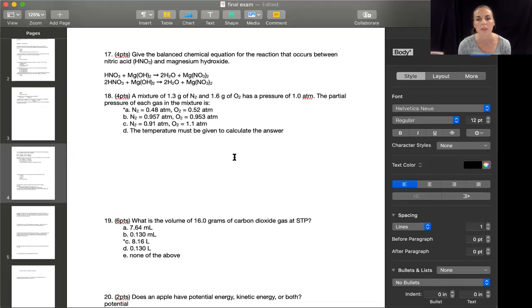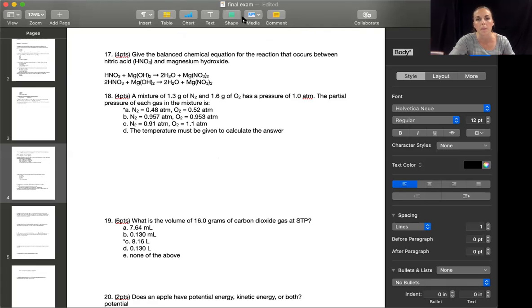Okay. Number 18, a mixture of 1.3 grams of N2 and 1.6 grams of O2 has a pressure of 1 atmosphere. The partial pressure of each gas in the mixture is blank. Okay, so what we're going to do first is we're going to use our mole fraction, but they give us grams. So the first step here would be to convert to moles.